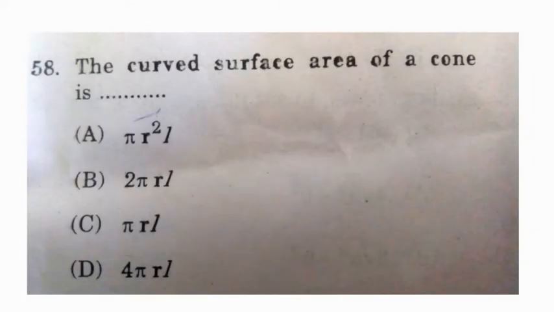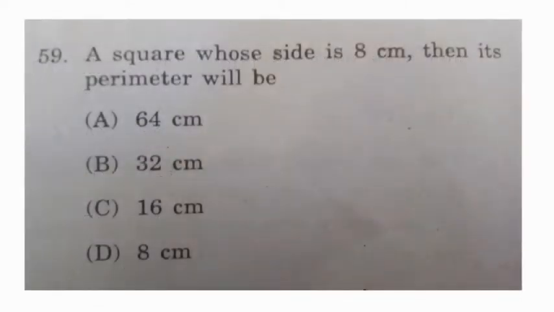Next is, the curved surface area of a cone is? So the answer is pi r l. You can learn the formulas. The next is, a square whose side is 8 cm, then its perimeter will be? The formula is 4 into side, so 4 into 8 will be 32.